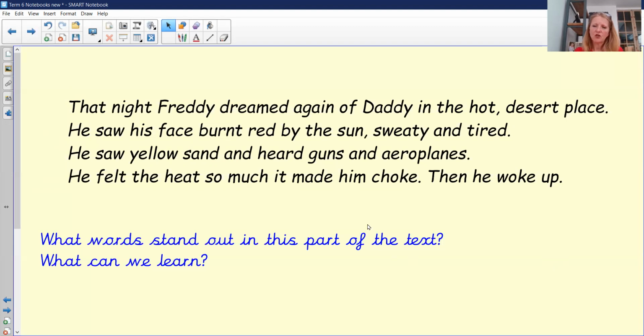So just that very short little bit today. The character that we're really thinking about is Freddie and how he is feeling at this point in the story. Which words stand out in this part of the text? On your daily planner, you've got a copy of this little bit and some of the activities for you to do underneath. You can highlight the text, maybe circle some words that really stand out to you.